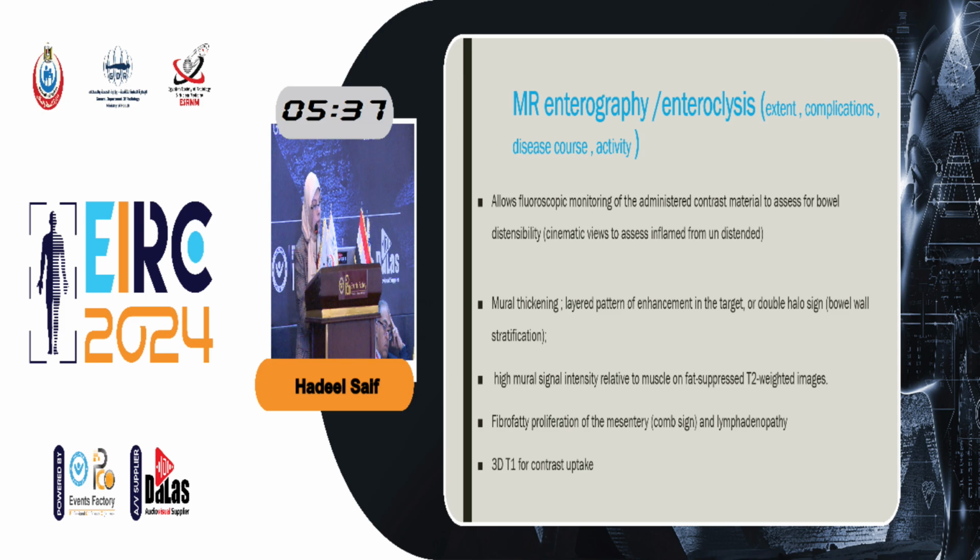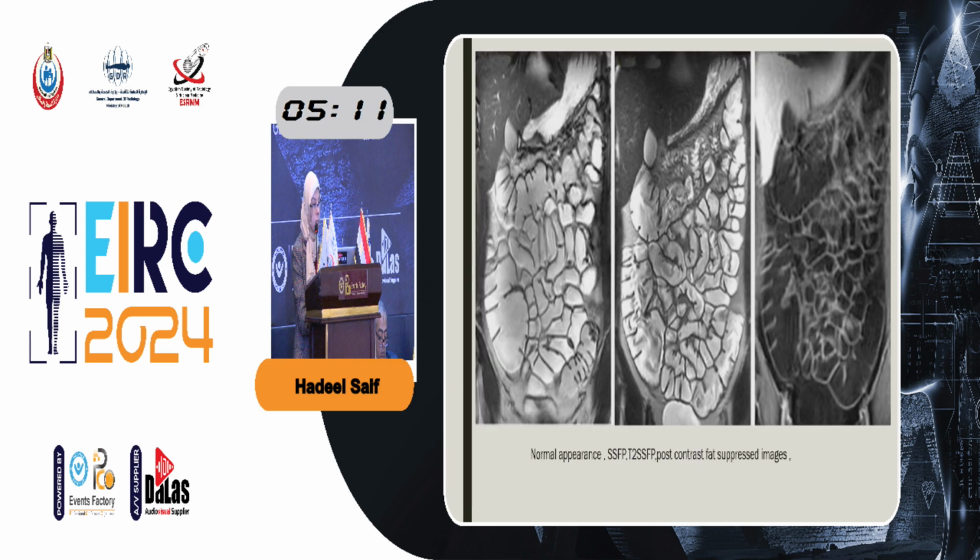part of the bowel. It will show the mural thickening, which is a layered pattern of enhancement, presenting the target sign or the double halo sign, meaning that there is wall thickening with preserved stratification. High mural signal intensity relative to the muscle on fat suppression, denoting bowel wall edema, fibrofatty infiltration of the mesentery, which is the comb sign, also in conjunction with congestion of the vasa recta, with multiple mesenteric lymphadenopathy. Here are examples of the sequences used for MR enterography.